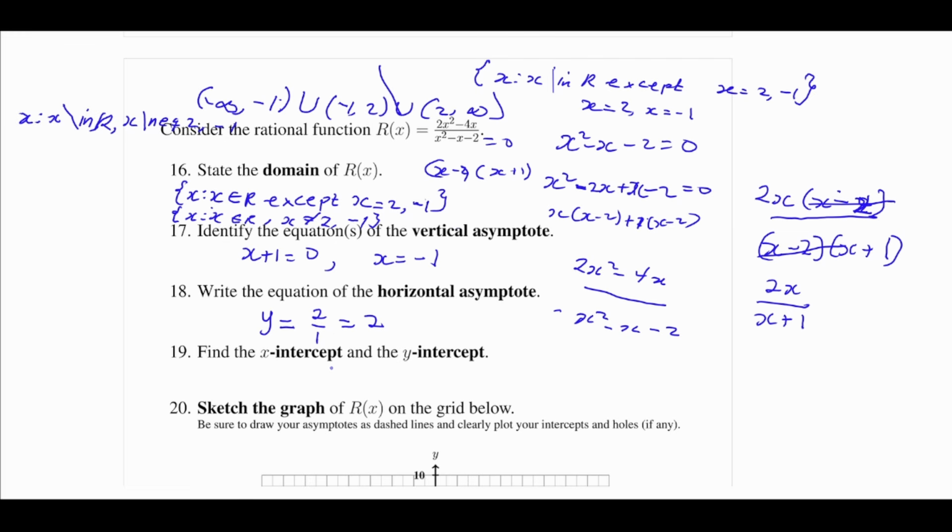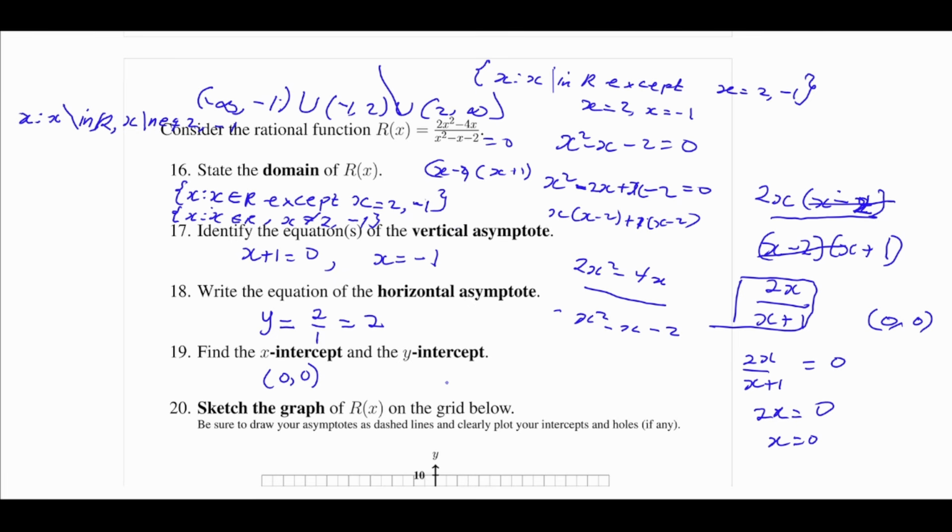All right. Now to find the x-intercept, we use the simplified function. So for the x-intercept, y is equal to 0. So that will be 2x over x plus 1 is equal to 0. I'll do my cross multiplication. I have 2x equal to 0. And now what will I have? I'll have x equal to 0. So if y is 0, x is also 0. So we have (0, 0). So that is the x-intercept, (0, 0).